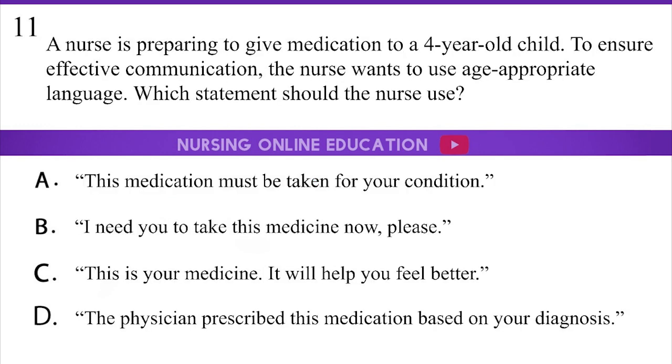11. A nurse is preparing to give medication to a 4-year-old child. To ensure effective communication, the nurse wants to use age-appropriate language. Which statement should the nurse use? A. This medication must be taken for your condition. B. I need you to take this medicine now, please. C. This is your medicine. It will help you feel better. D. The physician prescribed this medication based on your diagnosis.